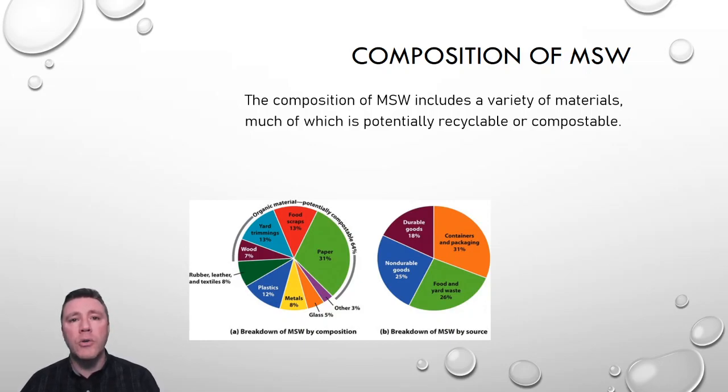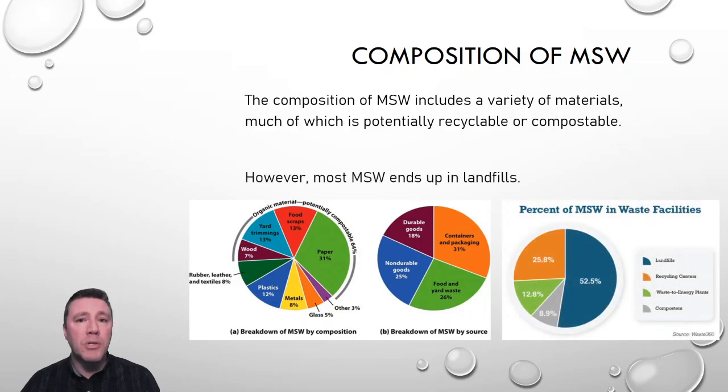Durable goods include long-lasting things like appliances, whereas non-durable goods need to be purchased more frequently. Food and yard waste are pretty self-explanatory. In spite of the fact that most MSW can be diverted to recycling or composting facilities, most of it ends up in landfills. This is information from 2014 from a site that tracks the kind of waste that we produce here in the United States. Just over half of that waste ends up in landfills.